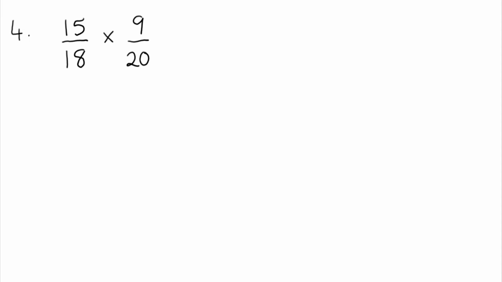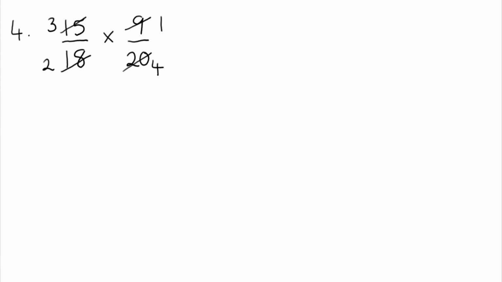So we can score these off and divide by 5. So 5 into 15 goes 3 times, 5 into 20 goes 4 times. Look at the 9 and the 18. Do they divide by anything? Yes, they both divide by 9. So let's score both of those off. 9 divides by 9 once, 18 divides by 9 twice.